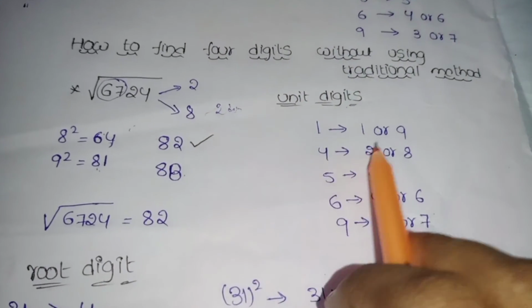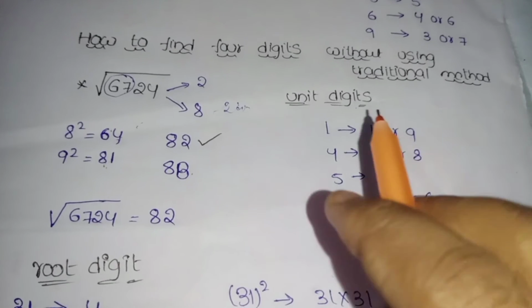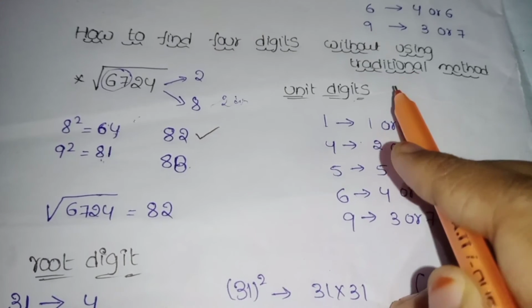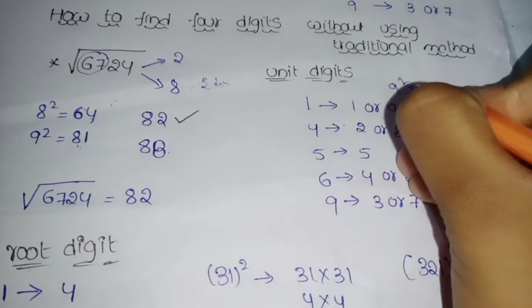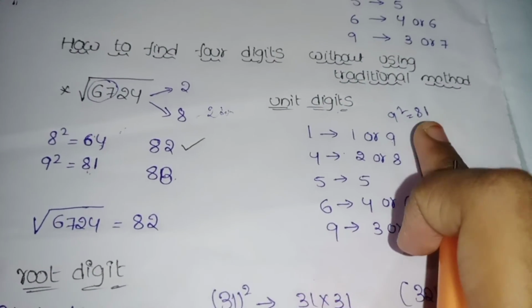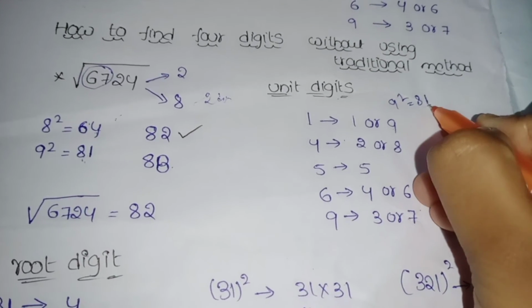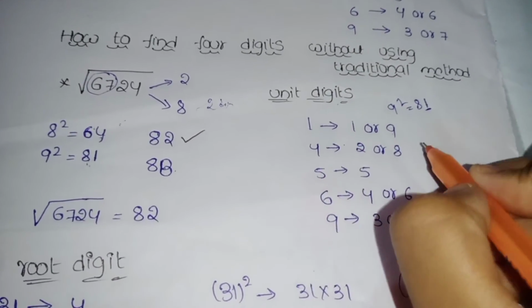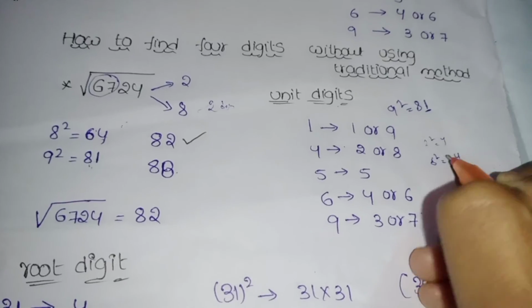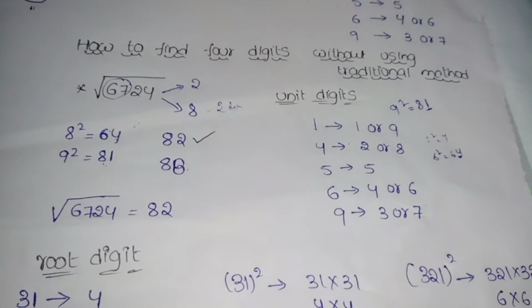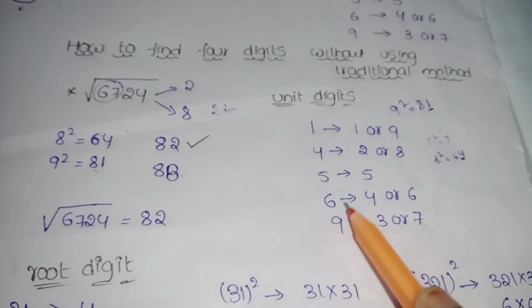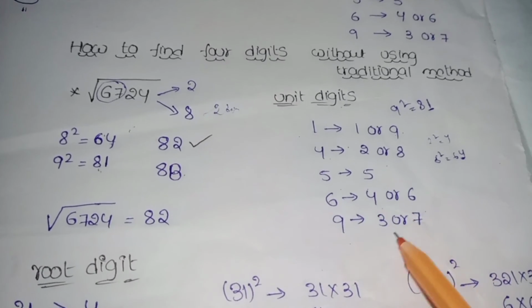Why does 1 have 1 or 9? If we do 1 square, the unit digit is 1. If you do 9 square, the unit digit is also 1, because 9 square equals 81. The unit digit means the digit in the ones place. Here 9 square is 81, and the unit digit is 1. If you do 2 square, the unit digit is 4. If you do 8 square, the unit digit is also 4. Like this we have to find the unit digit. Are you understanding? 1 has 1 or 9, 4 has 2 or 8, 5 has only 5, 6 has 4 or 6, and 9 has 3 or 7.